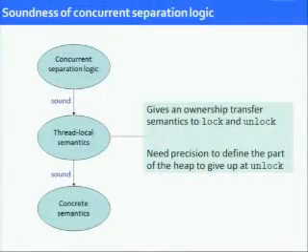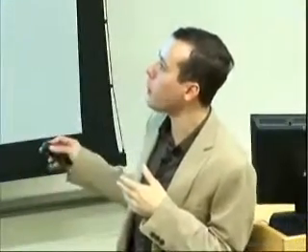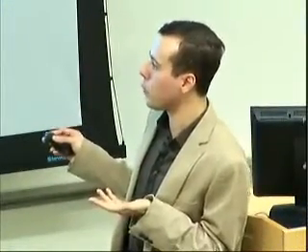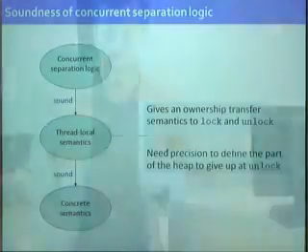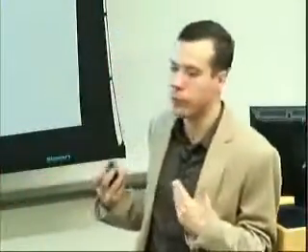The reason is that what people came up with to prove concurrent separation logic sound is this construction, where if I want to prove that the logic is sound with respect to the concrete semantics, the usual interleaving-based semantics, then I stick a guy in the middle, which is the thread-local semantics. This semantics embodies the intuition of concurrent separation logic. It gives the ownership transfer semantics to lock and unlock commands. So at lock, you get the resource invariant, and at unlock, you give up the resource invariant. And in this case, you need precision to define the part of the heap to give up at unlock. To define the semantics, you have to decide what to do at the unlock command.